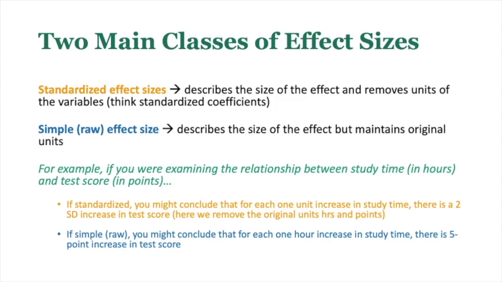However, in this case, the simple or raw might actually be really interpretable too. For example, we might conclude that for each 1 hour increase in study time, there's a 5-point increase in test score. That alone could communicate quite a bit of information.